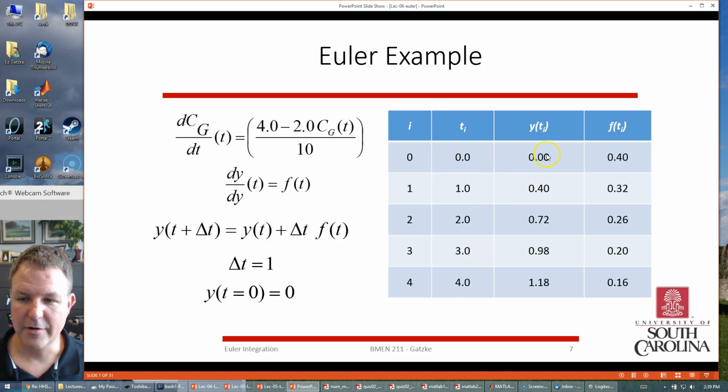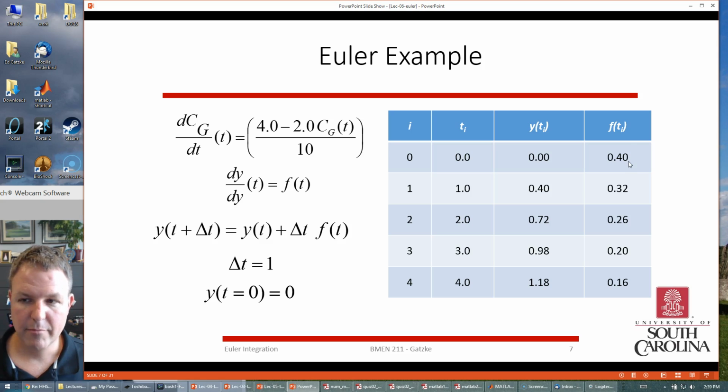We start out, our initial value for y was 0. We plug these values into our function to get the right-hand side. So if we plug in 0 here, we're going to get 4 divided by 10, which is 0.4. So that's our f of t.